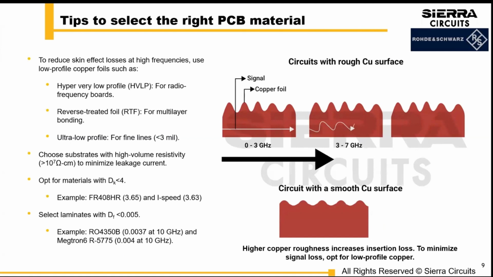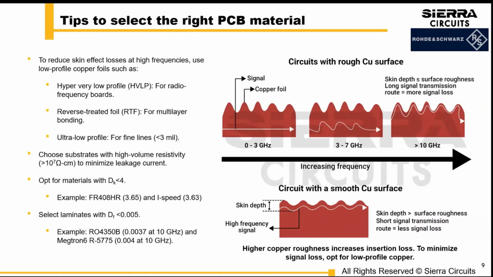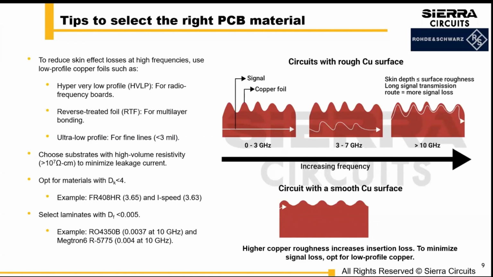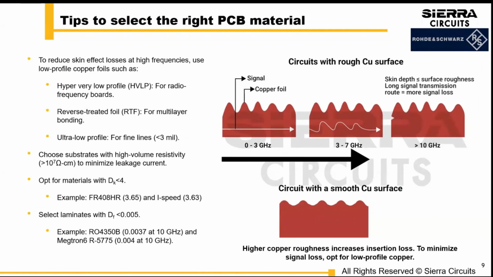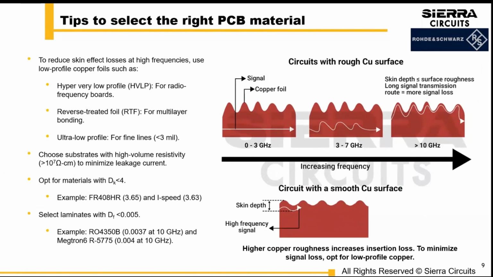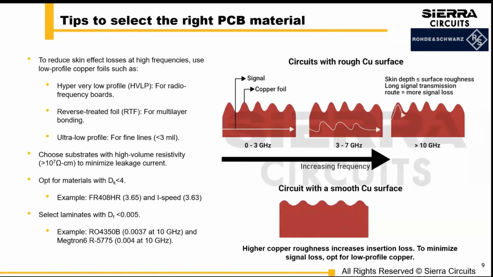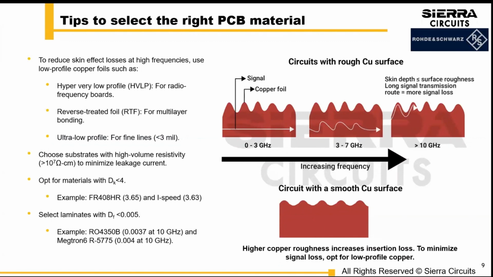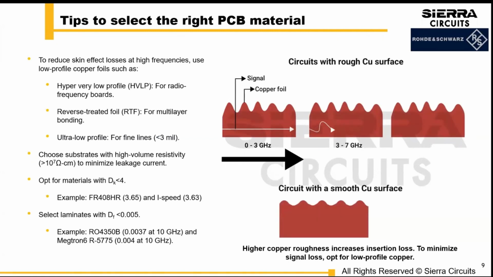We want to first reduce the skin effect losses at high frequencies. To do that, you can pick materials and copper foils that are specifically designed for this purpose. Maybe they have a very low tooth profile and have been treated so you have good adhesion strength. Look at the type of copper foil that's being used in the materials, and I'm sure your fabricator can help you select that. If you don't specify anything, then you don't know what you're going to get. As is always true for PCB manufacturing, try to specify what you want without over specifying.